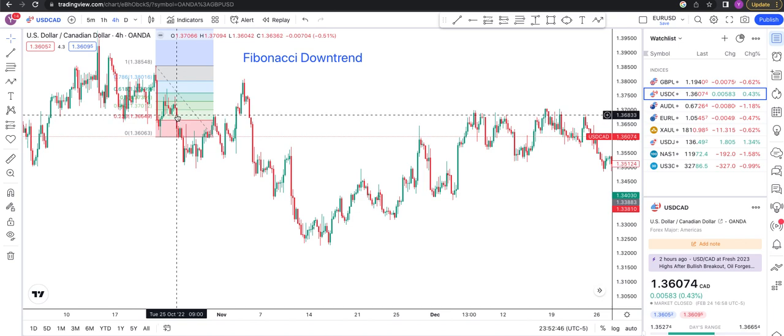If you could master Fibonacci, you could definitely become a great profitable trader when trading it.